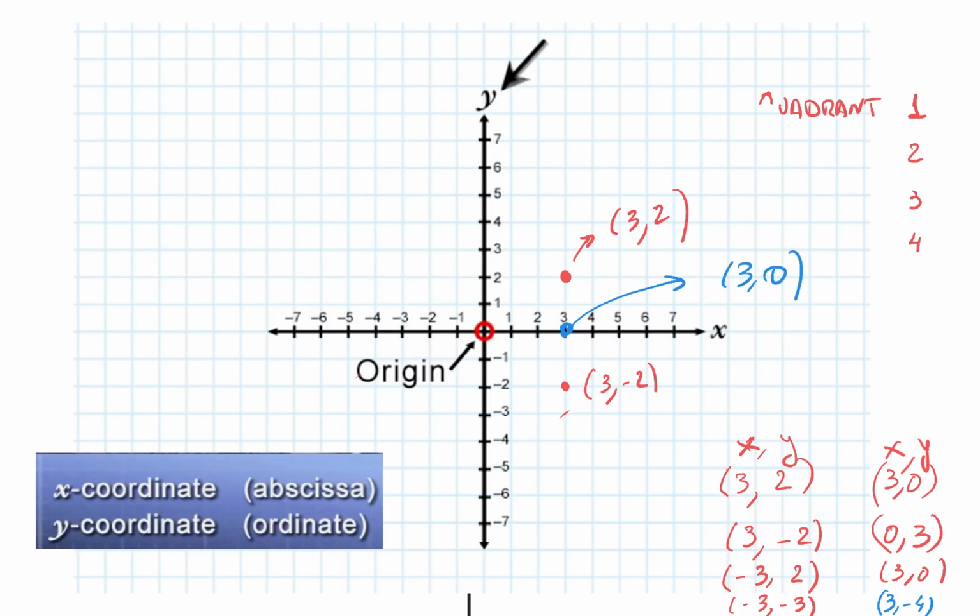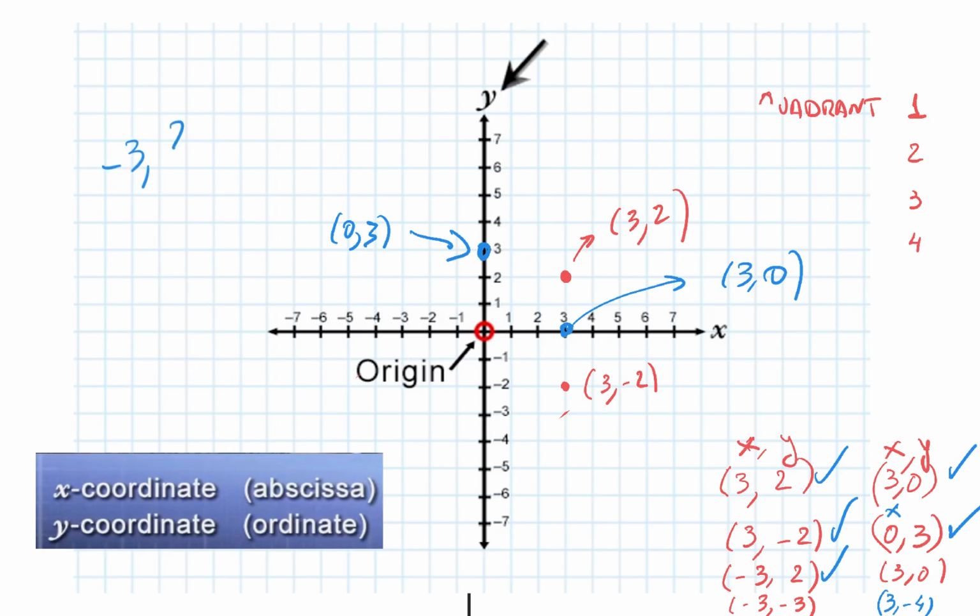And what is the point (3, -2)? Well, (3, -2) we already obtained. And (0, 3), what is this point? It says that in the x direction you don't walk. So you start here, you don't walk, and you go 3 units up in the y direction, 1, 2, and 3. So the point (0, 3) is this one.